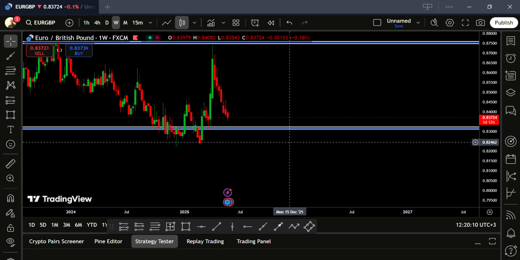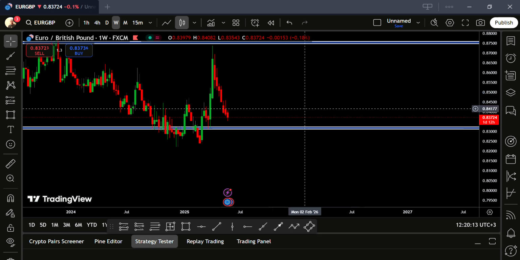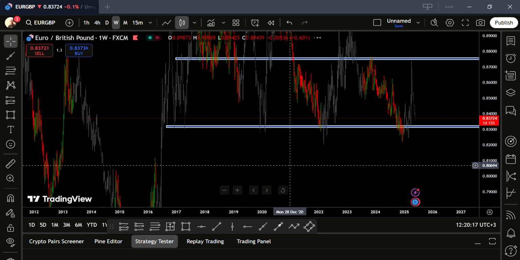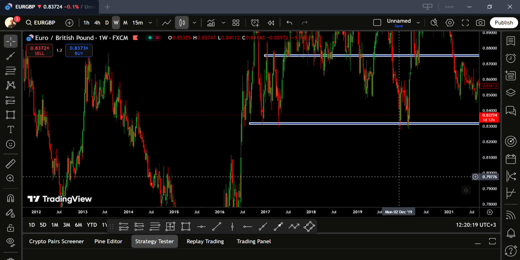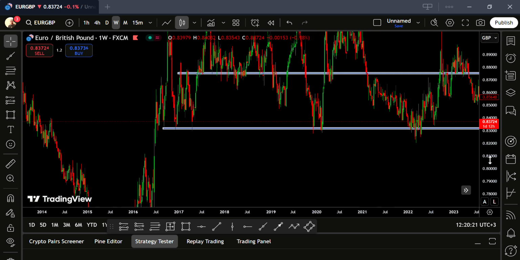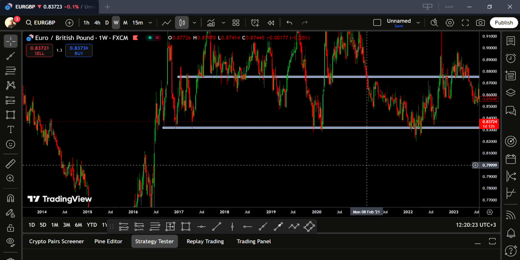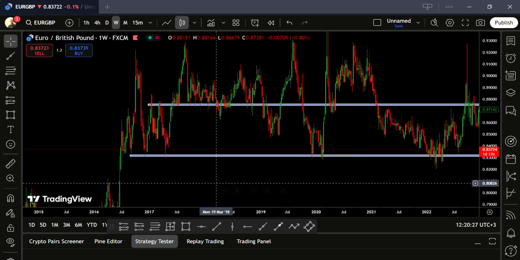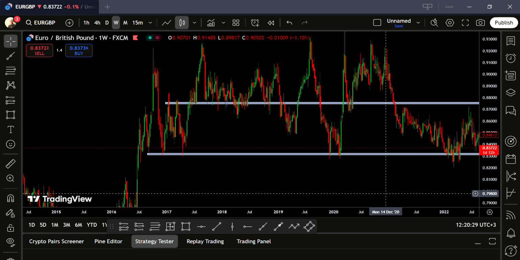Why do I say in the long run I'm going to be profitable? Look, I'm going to show you the previous price action. Good. So now this is the previous price action that has been happening on Euro GBP.